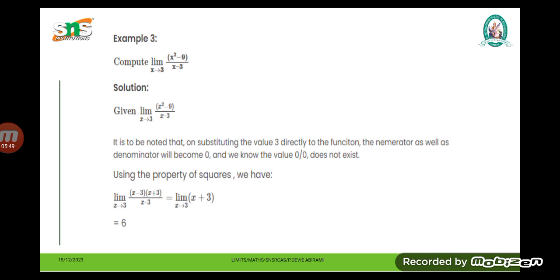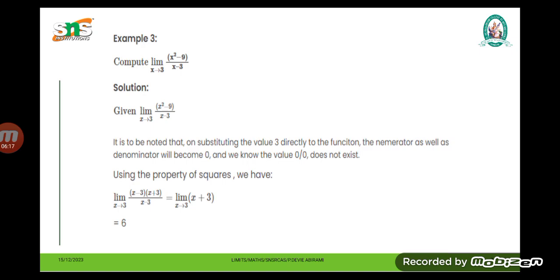My third problem is compute limit x tends to 3 of x square minus 9 divided by x minus 3. If I apply my limit in the numerator, I will get 3 square minus 9. 3 square value is obviously 9. 9 minus 9, my numerator will become 0. Similarly, if I apply 3 minus 3, my denominator will also become 0. 0 by 0, therefore the solution does not exist in this form.